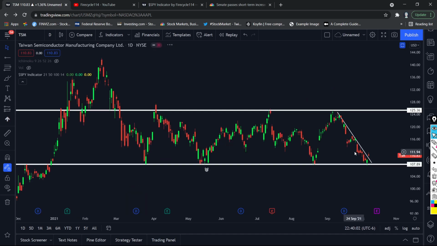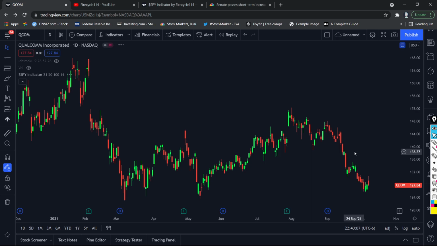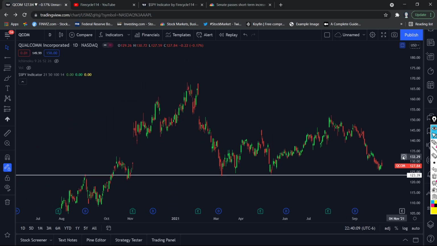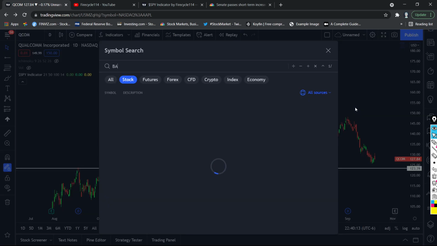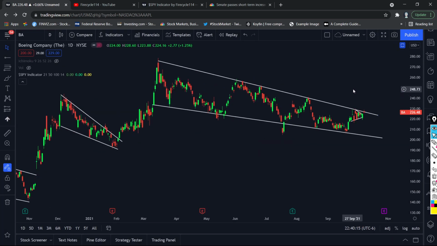As for plays, I'm still watching TSM. We had a great play on TSM, and I am watching QCOM, Qualcomm, on this support right over here. As you can see, it is in a downtrend. And then I'm watching BA, just watching, but mostly we gapped up today.